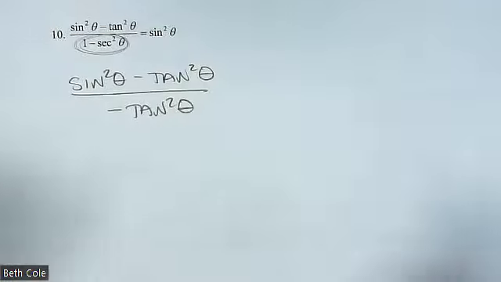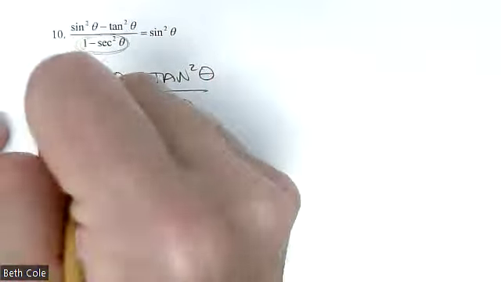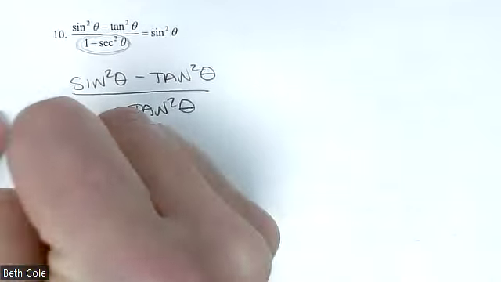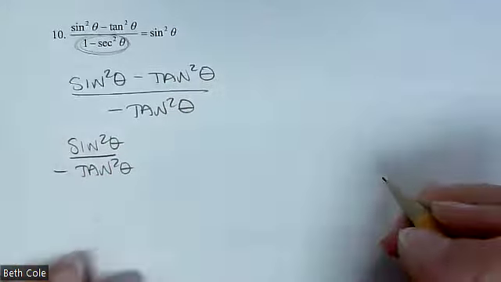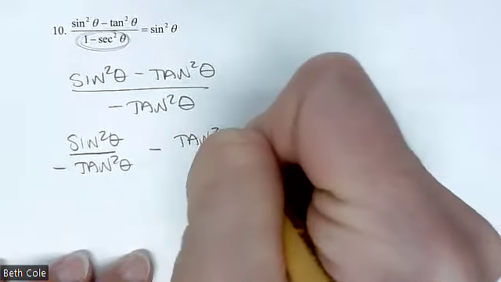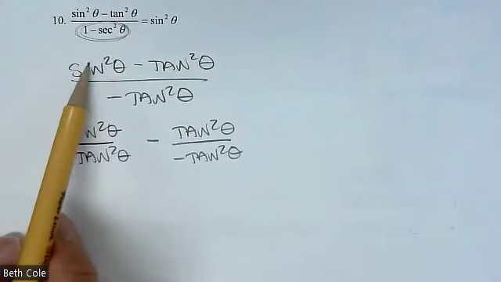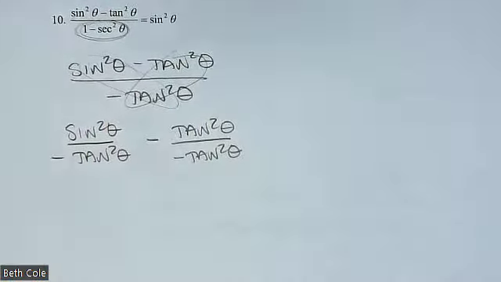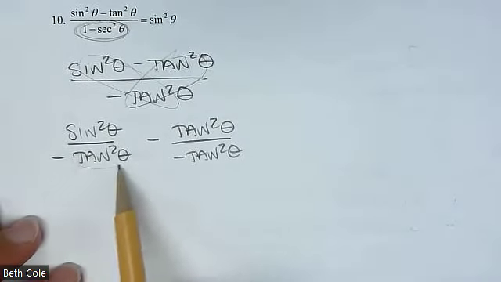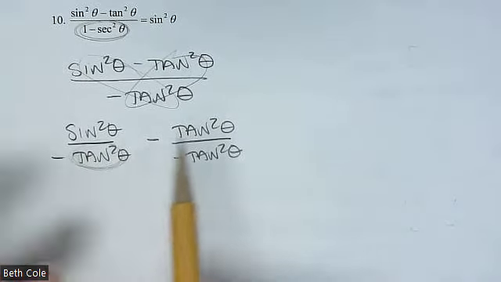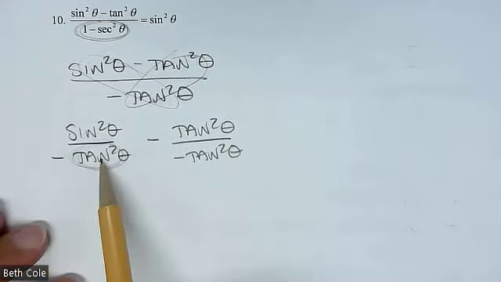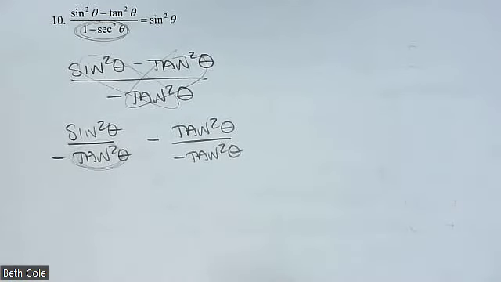So now I'm going to separate this into 2 separate parts. We're going to have sine squared over negative tangent squared minus tangent squared over negative tangent squared. I just wrote it as 2 separate fractions. I took this part, and then I did this part. And honestly, I think it's going to kind of fall into place after that. What can you replace tangent with? And you haven't memorized it yet. Look back. What can you replace tangent with? So that's right, but I want sines and cosines.